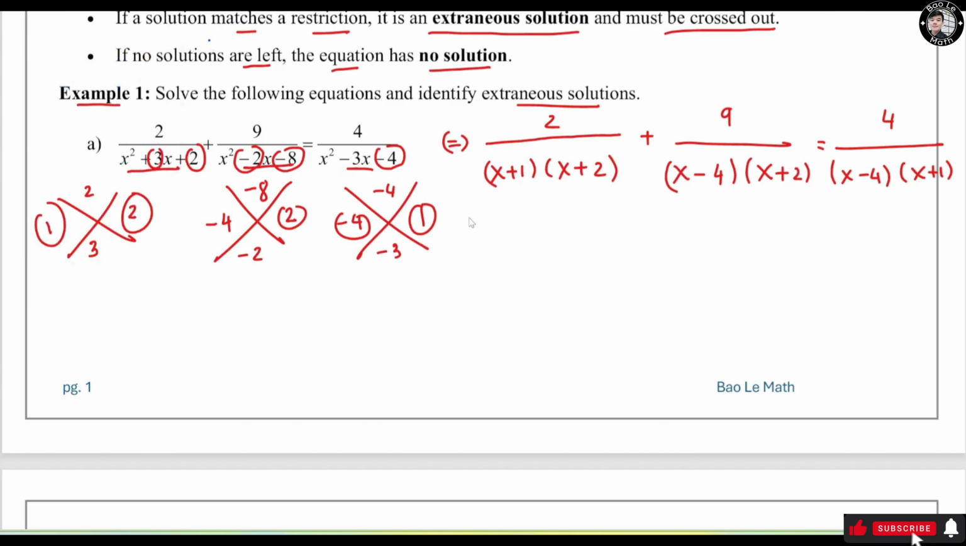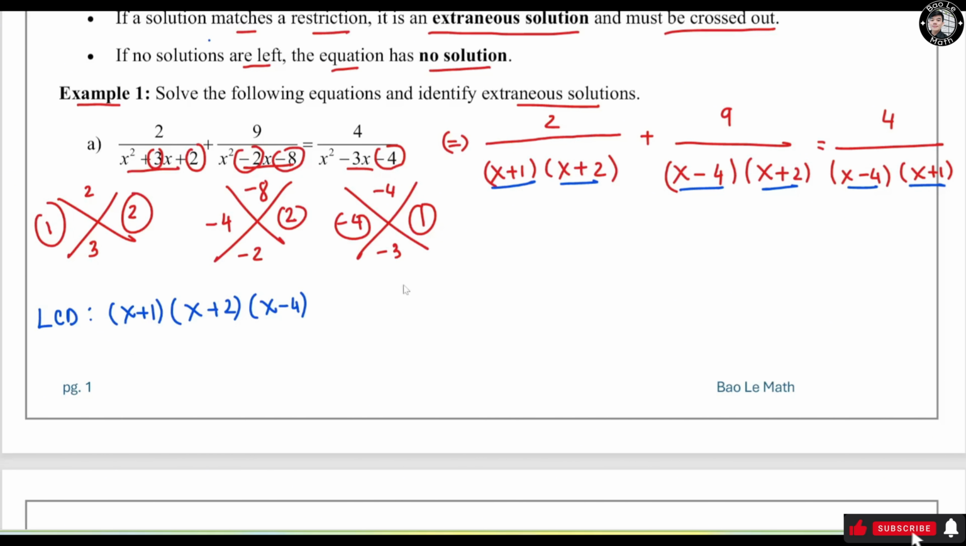Now we're going to find the LCD. We're going to list each factor with the highest power. Look at this one, x plus 1 appears one time, so we have x plus 1. Now x plus 2 appears one time. And the last one, x minus 4. Alright, so this is the LCD.